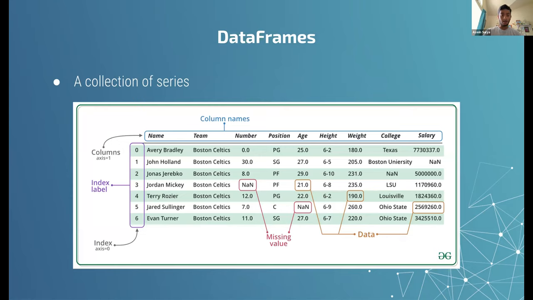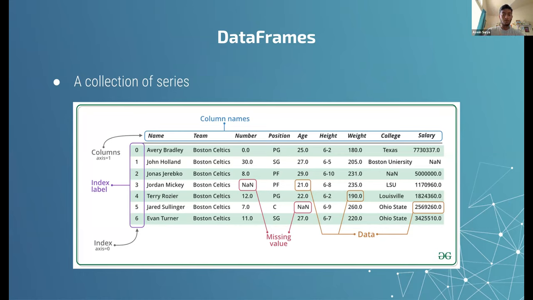Pandas data frames, on the other hand, are a collection of series. You can initialize them by reading in an input file and converting it into a pandas data frame. A common standard for input files is .csv files, and they're really good for storing data. A pandas data frame is a two-dimensional data table made of multiple series.